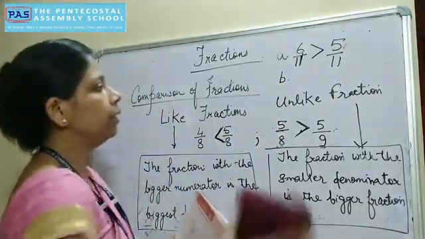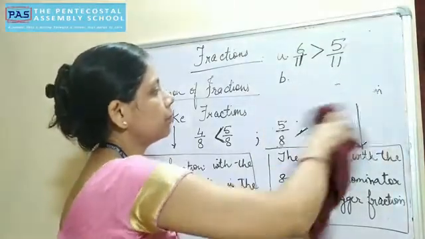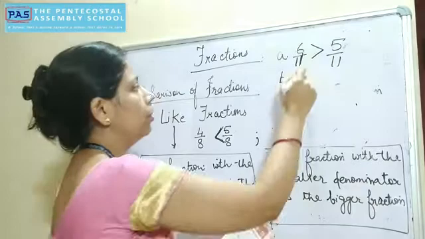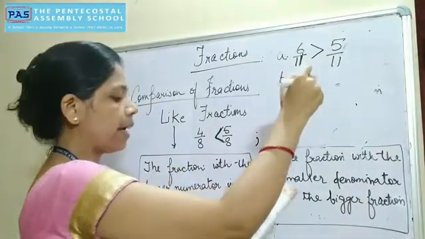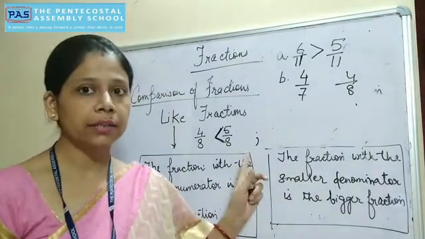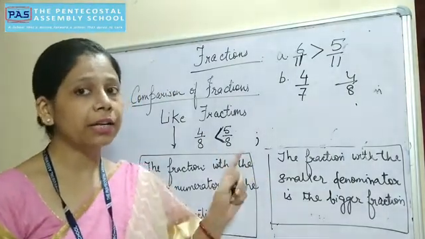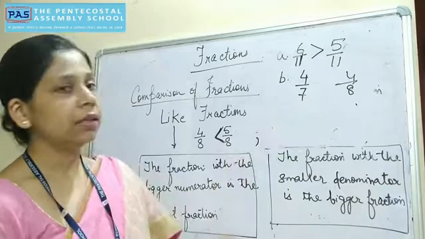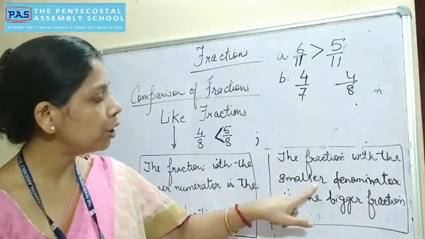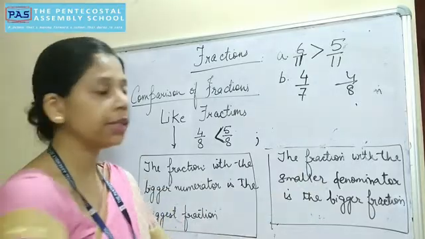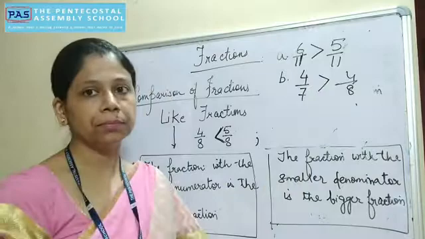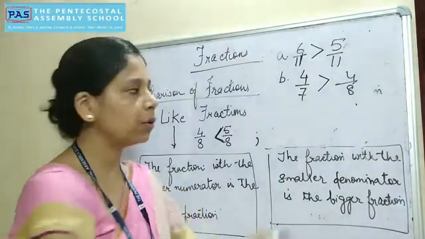Come to question B. You have 4 by 7 and 4 by 8. Now what kind of fraction is this? I just erased it. Unlike fraction. In unlike fractions, the denominators are different. So the fraction with the smaller denominator. So which is the smaller denominator? 7 or 8? 7. So put the sign like this. Is it clear, students? Okay.